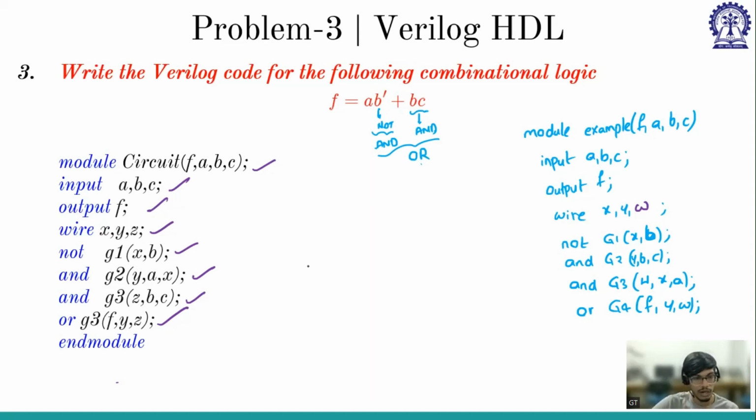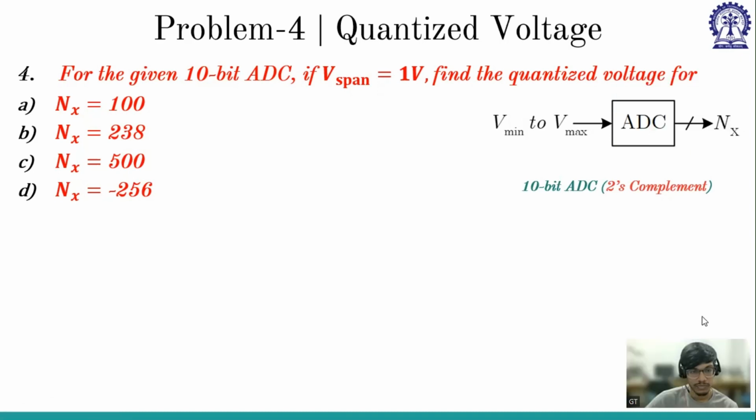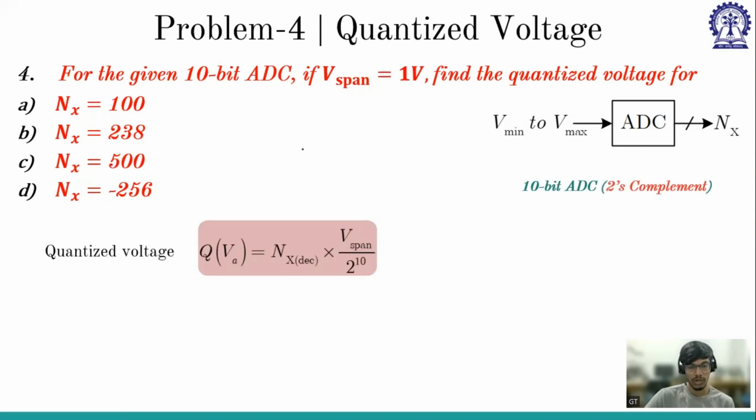Okay, then we'll go on to the further question, which is 4. We are on this question. I'm audible, right? Yes, sir. So here I have given the span and I'm asking for the quantized voltage. The span is 1 volt and it is a 10-bit ADC. So we have to multiply N_x with 1 by 2 to the power 10.